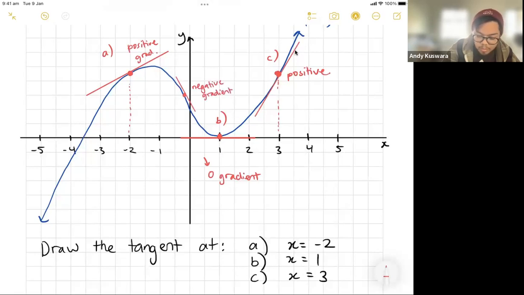Just remembering that positive always points to the top right and negative always points to the bottom left. No, top right and bottom right. Okay, so positive will shoot up towards the top right, negative will shoot towards the bottom right. Okay, that makes sense, hopefully.